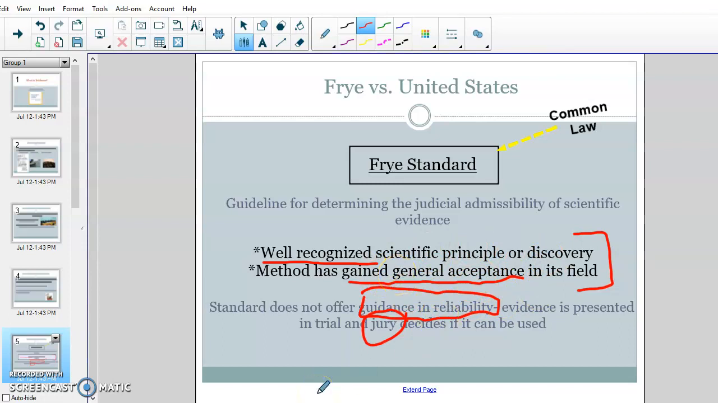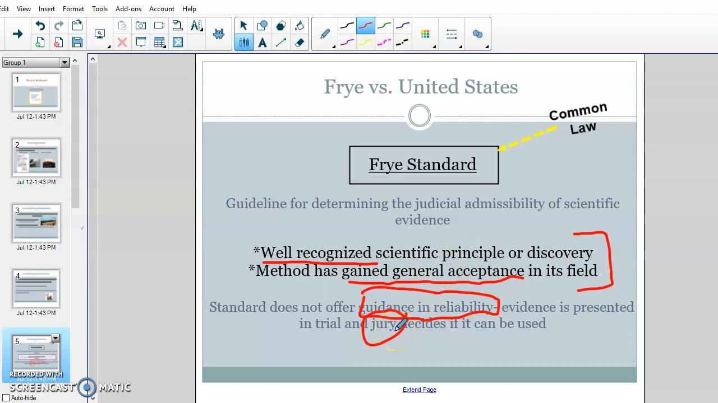It could be a perfect method that could work and have an error rate of less than 0.2%, and it still wouldn't be allowed because it didn't have general acceptance yet. So the problem was that any new or current science wasn't being allowed in court because it wouldn't be considered well recognized or generally accepted. And some of the older science that maybe was faulty because it was older was being allowed because it was well recognized. And the jury was the one who decided this.